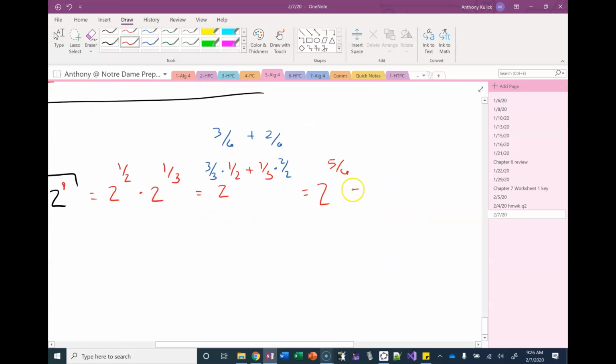And then I can now rewrite this as a radical and call that the 6th root of 2 to the 5th. Or really, if you wanted to multiply it out, 2 to the 5th is 32. So you can call it the 6th root of 32 also. Either would be fine for me. You can leave them in factored form, or you can multiply them out.